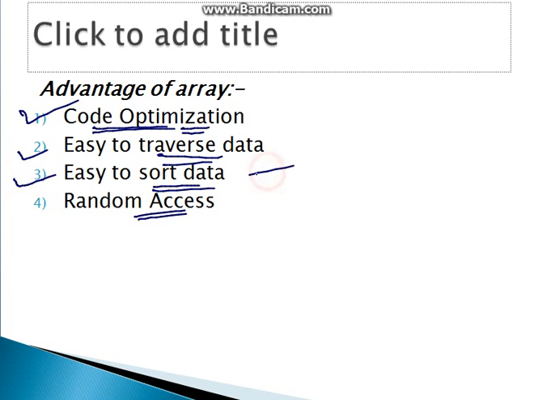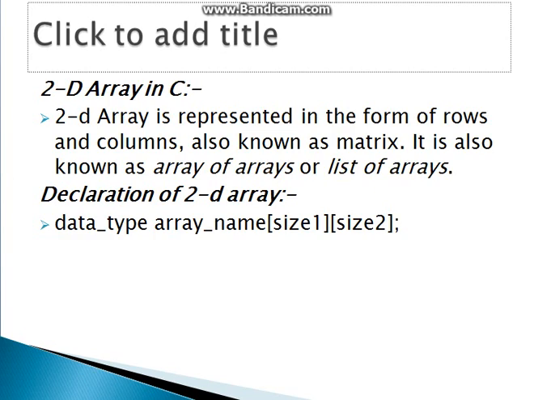There are a lot of sorting techniques available in C language. We'll take examples of sorting also in future sessions. And random access also becomes easy in arrays. Here a 2D array is represented in the form of rows and columns. It is also called a matrix, and the array is a list of arrays.